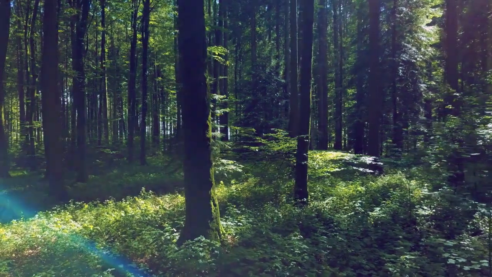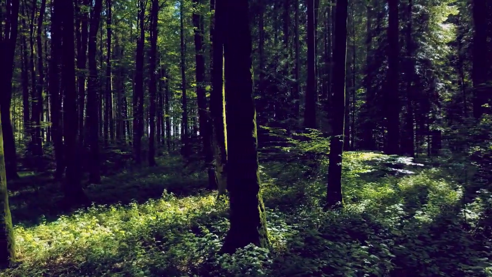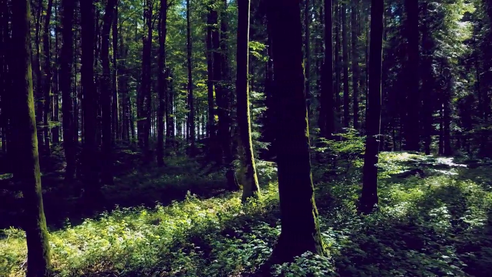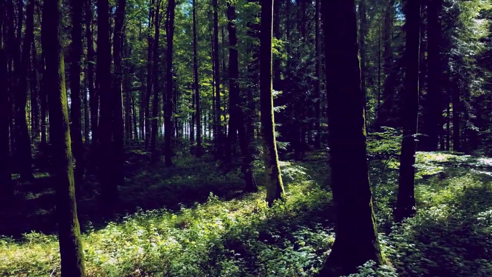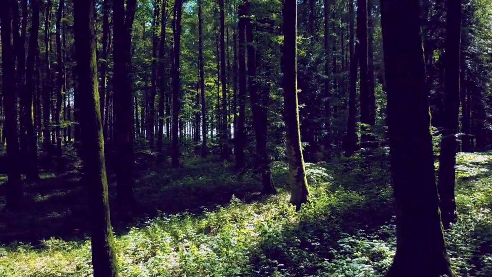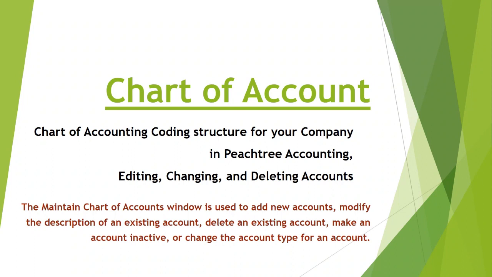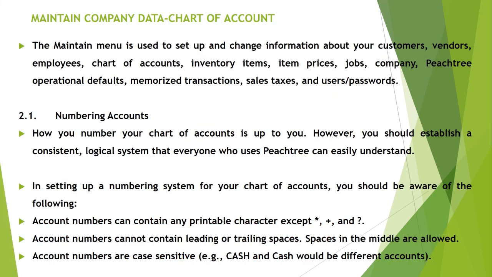Company chart of accounts. The Maintain menu is used to set up and change information about your customers, vendors, employees, chart of accounts, inventory items, item prices, jobs, company, Peachtree operational defaults, memorized transactions, sales taxes, and users/passwords. Our first tutorial focuses on chart of accounts, which is the base of your data for the company.